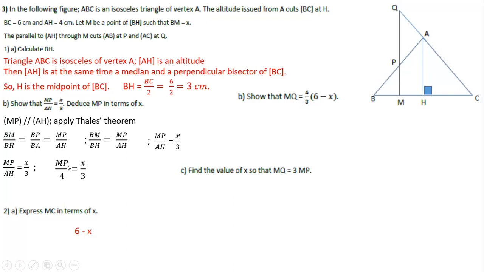To get MP, what do we do? Cross multiplication. MP times 3 is 3MP and 4 times X is 4X, right, Mahdi? Yes. Now we should get MP. MP equal 4X over 3. This is the value of MP in terms of X. This is how we get MP in terms of X. Okay, Mahdi? Yes.